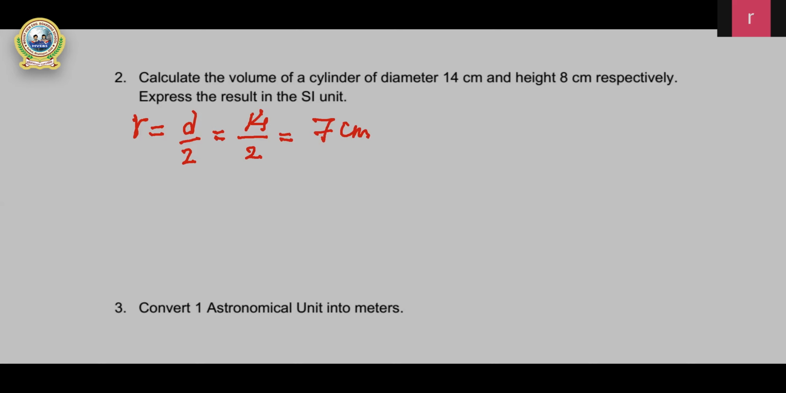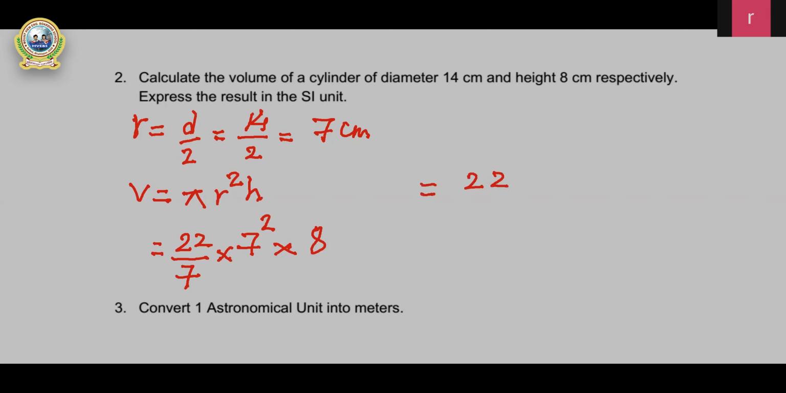Since you are asked to find the volume of a cylinder, the same formula we are using. Volume of cylinder can be found using V equals pi r square h, where r is for radius and h for height. Let's substitute the values. The constant value of pi is 22 upon 7, into radius 7 square, into height 8. You can cancel one 7 up and another down. Remaining, you'll get 22 into 7 into 8, which is equal to 1232 centimeter cube.